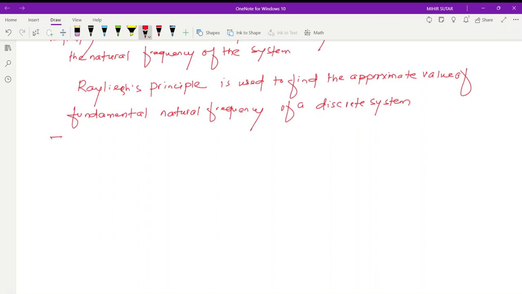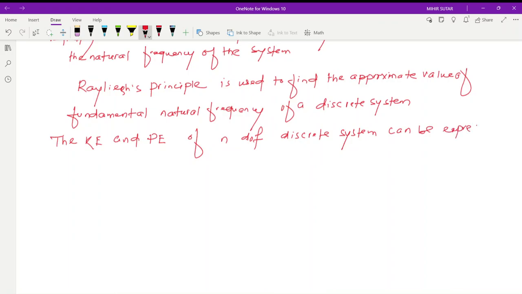Okay, the kinetic energy and potential energy of an n degree of freedom, we can say in a generalized manner, of an n degree of freedom discrete system can be expressed as, let's say, for T can be expressed as half of m into x dot, okay, and this V is half of k into x for a discrete system.